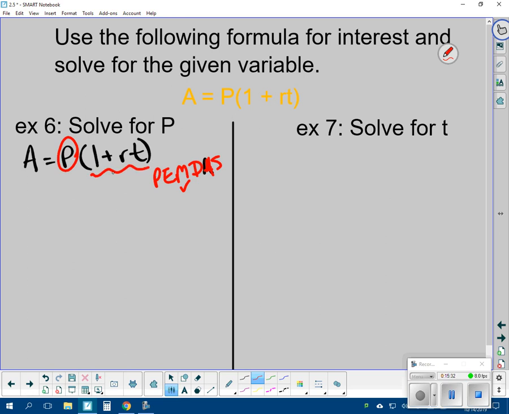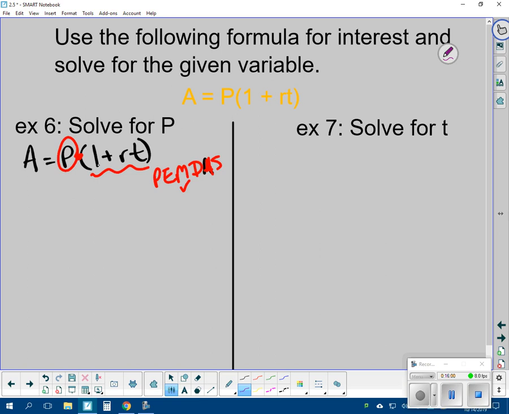So the only thing that's actually being done to the P is multiplication by this whole group. We don't care that there's addition inside there because it's just being multiplied by the P. You're not actually adding anything to the P. You're not subtracting anything from the P. All you're doing to P is multiplying it by this big quantity. Kind of weird to think of it like that because you see addition. You think, oh, yep, there's addition. But there's not. That addition is not happening to P.